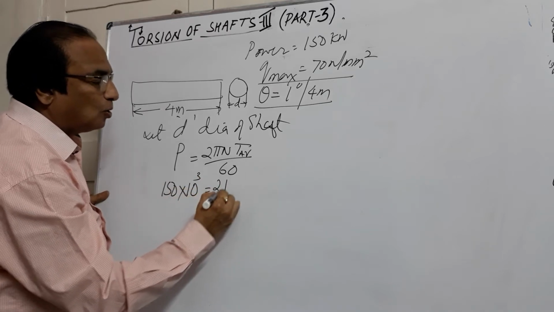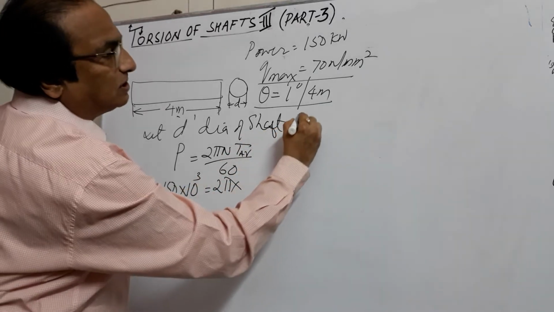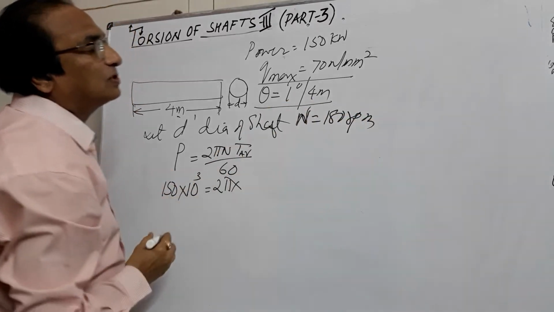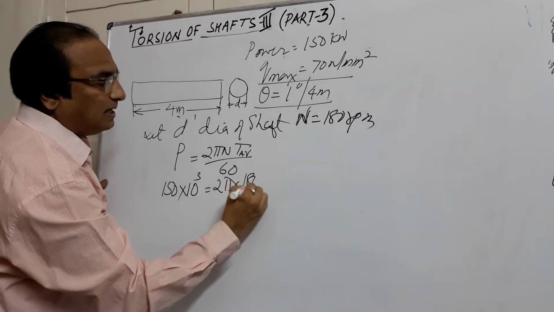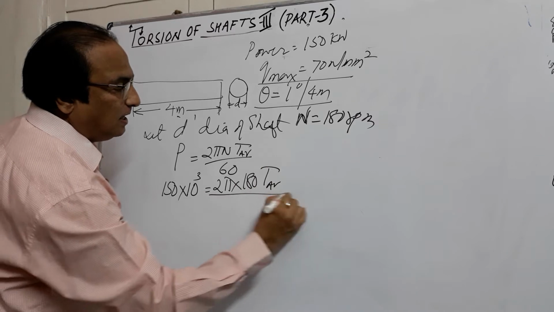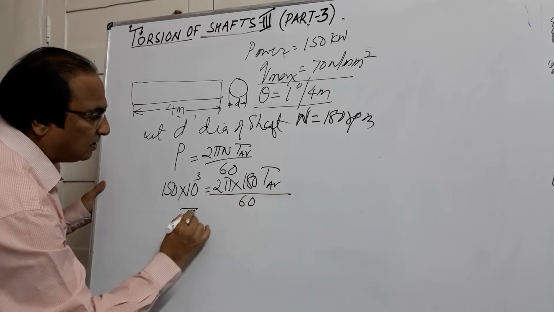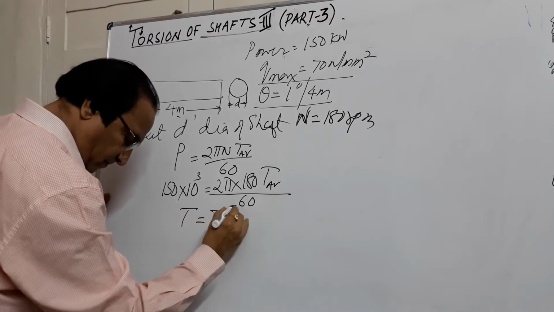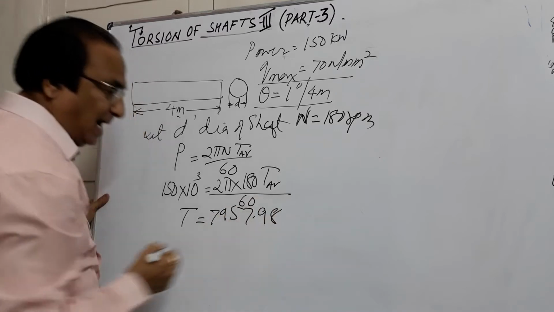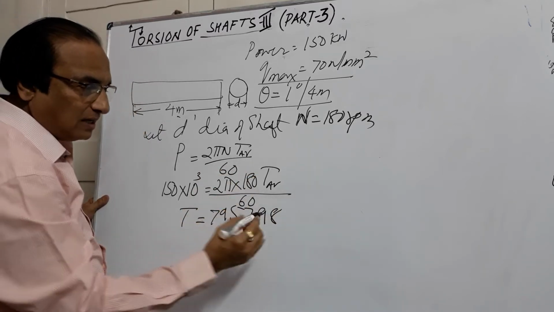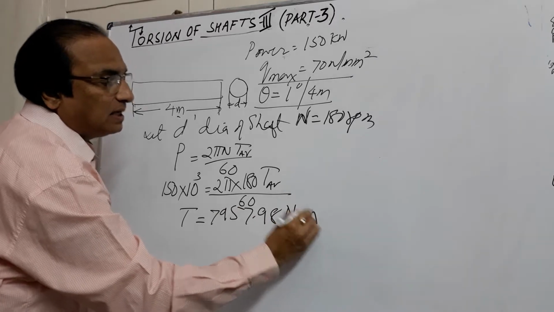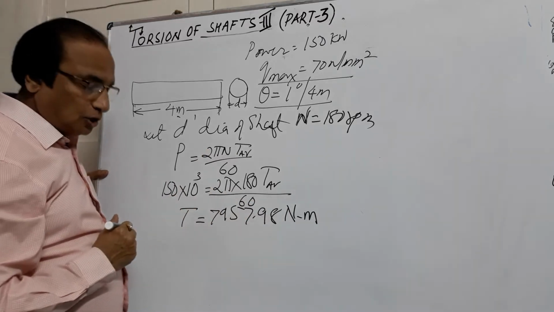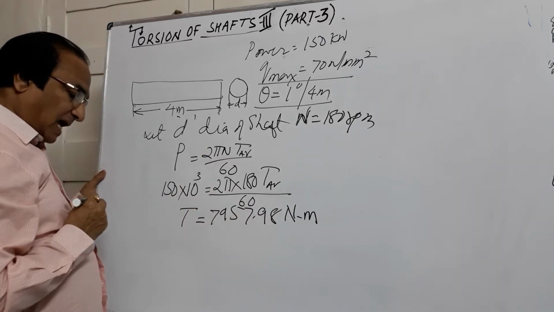So this is equal to 2 pi N T average divided by 60. If the number of revolutions in the problem is say 180 rpm, and you simplify for the torsional moment that is acting, this will be 7957.98. Remember, this value of torque we calculate is in Newton meter. Power is in watts, whereas T is in Newton meter. So using this T, we can determine the diameter of the shaft.